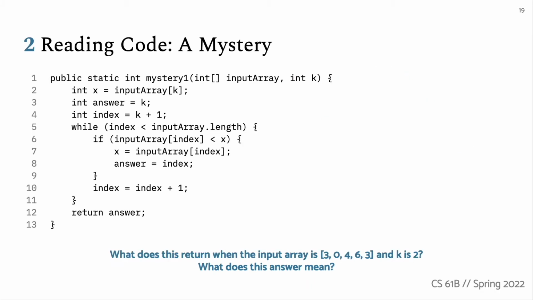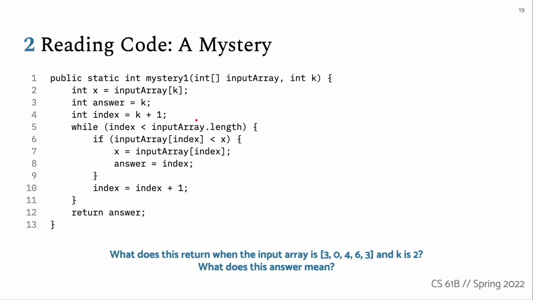Next, let's do another exercise in reading code, but this one's a little bit more complicated. There's two questions here. The first is what does this return when the input array is specifically 3, 0, 4, 6, 3 and k is 2? And what does this answer mean? Doing the first part will help you get the second part. I will give you a minute to think about it, and then we will reconvene and talk about it together.